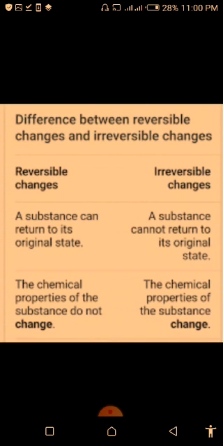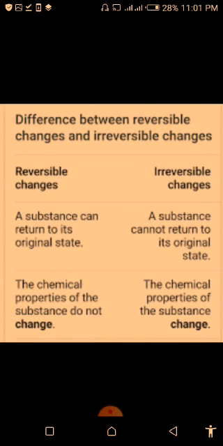For example, if the butter is melted or if the butter is in solid state, the taste of the butter will not change. But in case of irreversible changes, the chemical properties of the substance are totally changed. For example, when you burn the wood, it will totally change from its previous state. And the third difference between reversible and irreversible changes is that reversible changes are called physical changes, while irreversible changes are called chemical changes.